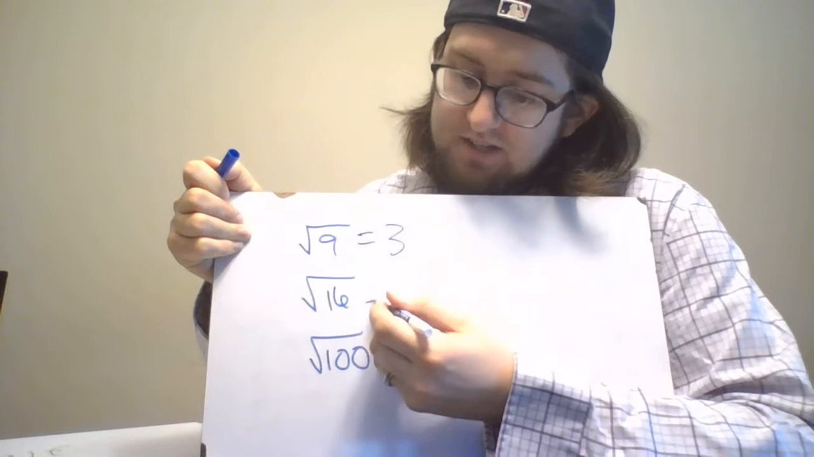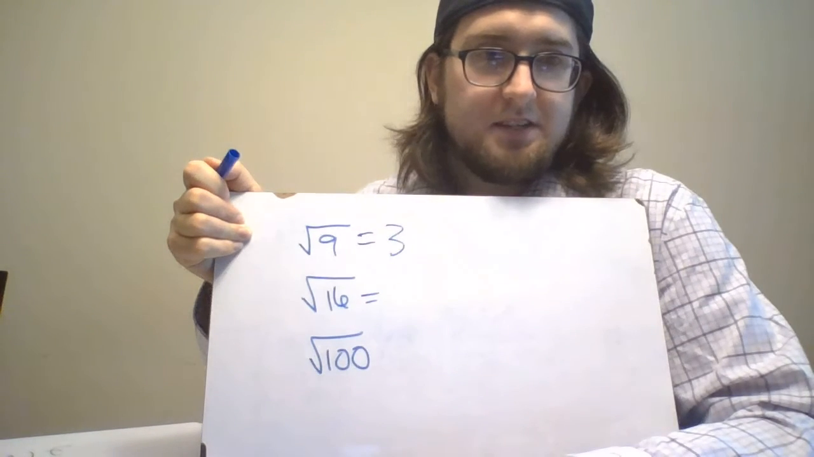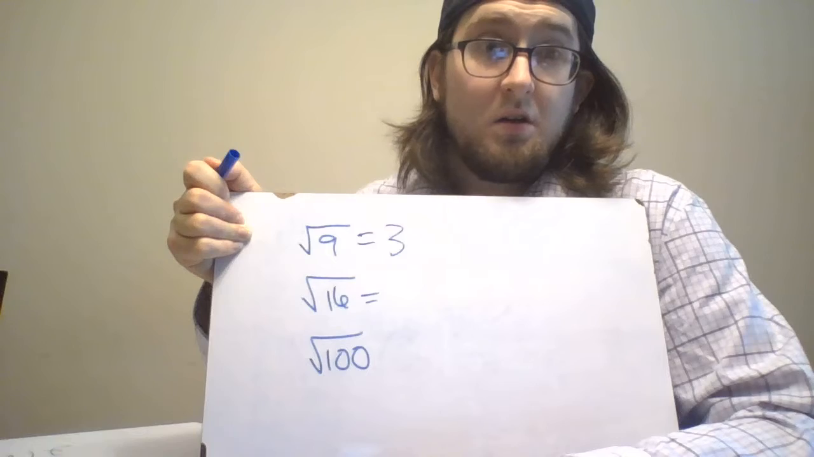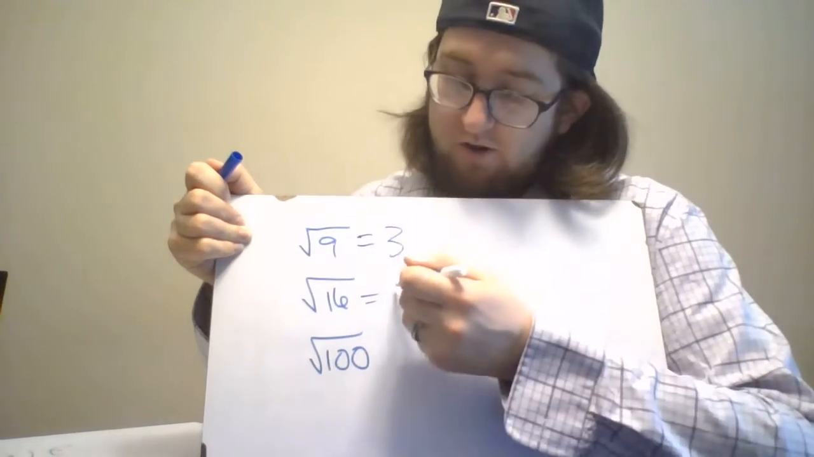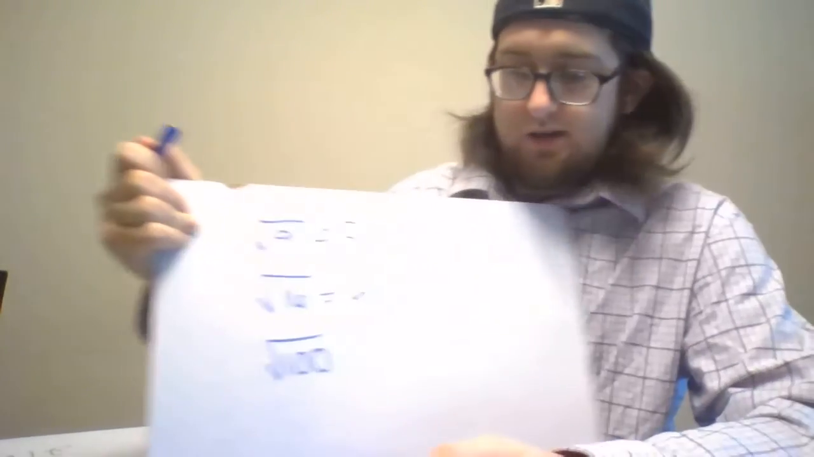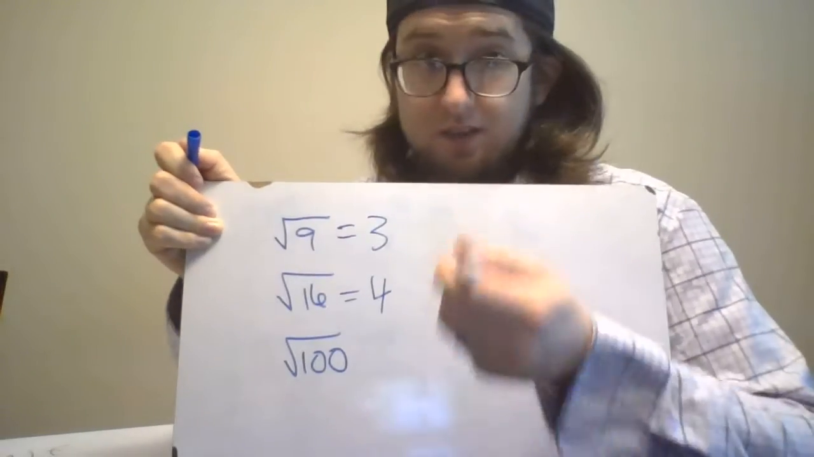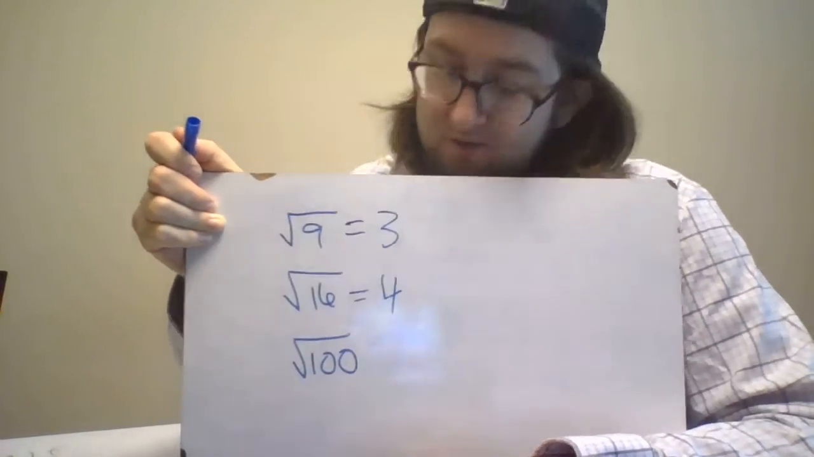The square root of 16. What times itself is 16? Still didn't hear you. 4, though. 4 will be the answer there. Okay? Did I make that backwards? No. In the camera, it's backwards. So this is quite fun trying to figure this out.